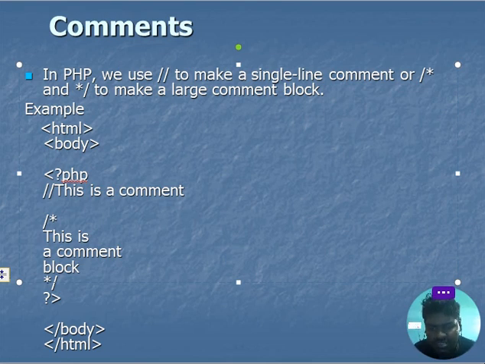There are two types of comments we use in PHP. One is single line comment, another one is multi-line comments. So single line is used like this. Now double slash. So this is single line comment. This is the comment like this given.